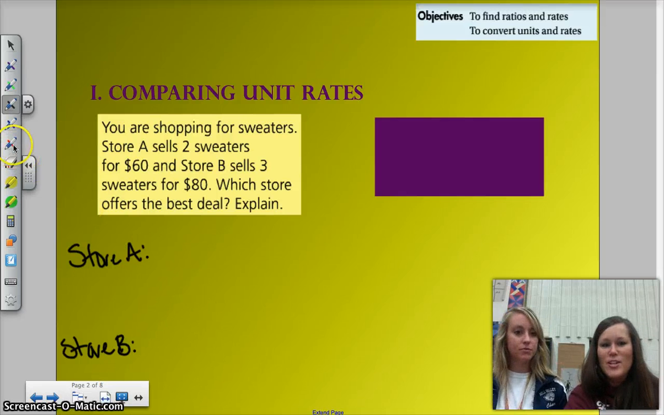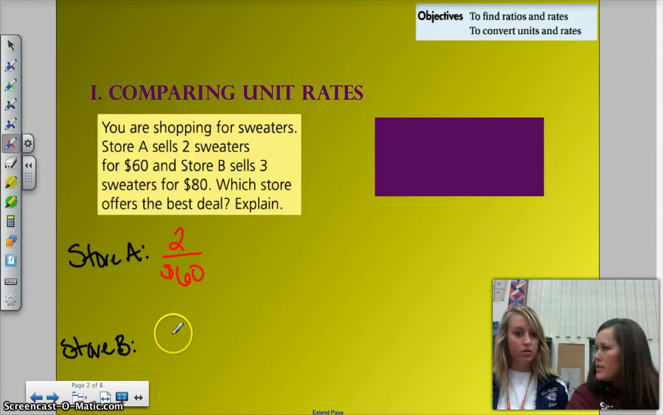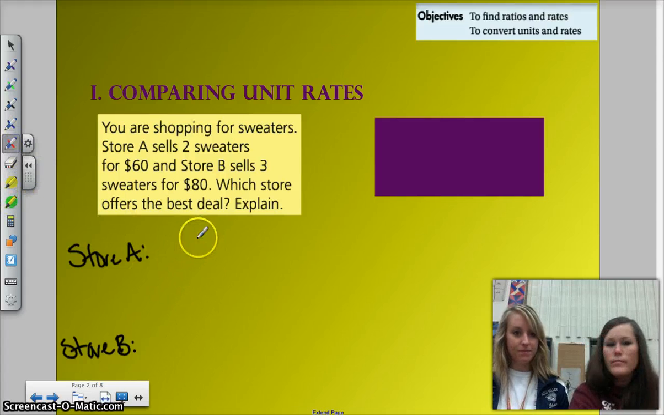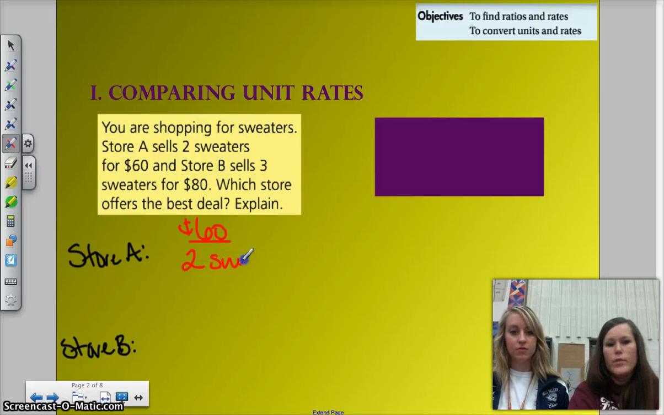Okay. Store A, 2 sweaters for $60. So I can say 2 sweaters for $60. But it's $60 divided by 2 sweaters, it's price divided by sweaters, because you want to find the price per sweater. So price on top, sweaters on bottom. And then we're going to do 80 divided by 3.